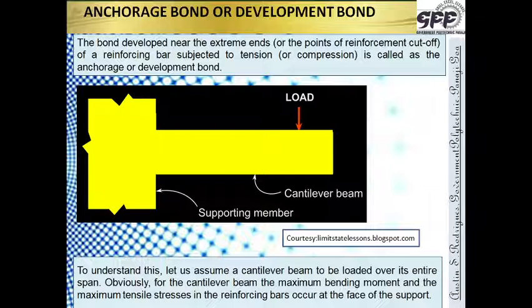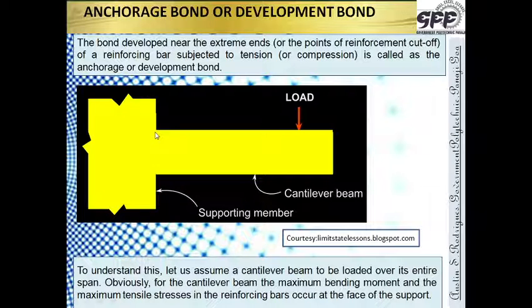Now in order to understand this concept of anchorage bond or development bond, let us consider a cantilever beam which has been shown over here, a cantilever beam subjected to some load, and it has a support on its left hand side. For this cantilever beam, the maximum bending moment is at the support, and obviously the reinforcement required is over here.